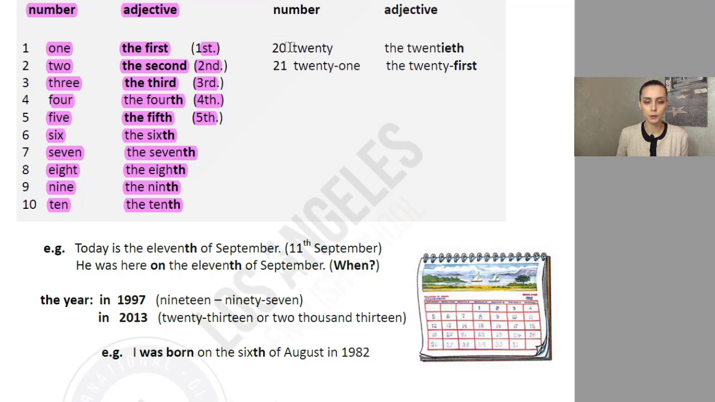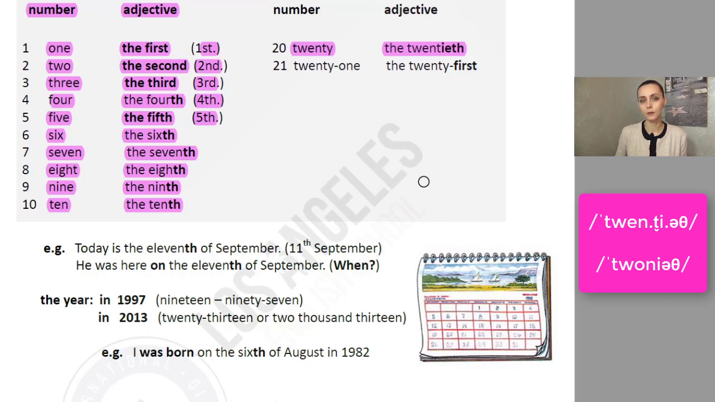So we also have the word twenty. You can say 20th. And a little trick here: a lot of my students make mistakes, and instead of 20th they say 20s. What you need to do is add this little sound. So you say 20, the 20th, not 20s, but the 20th.